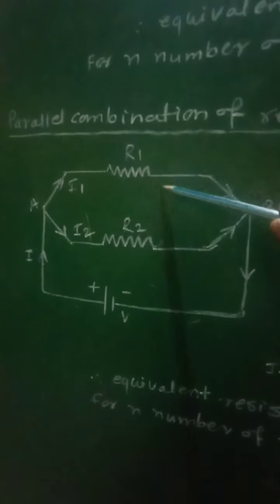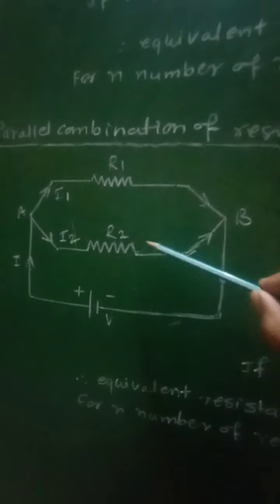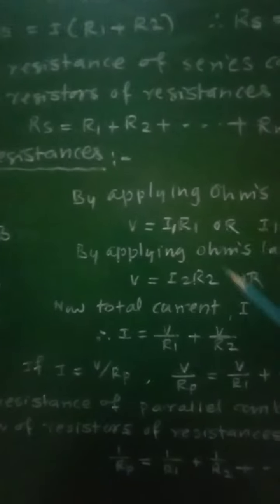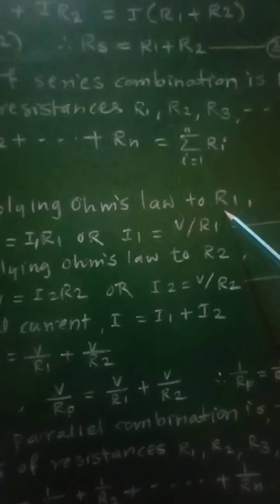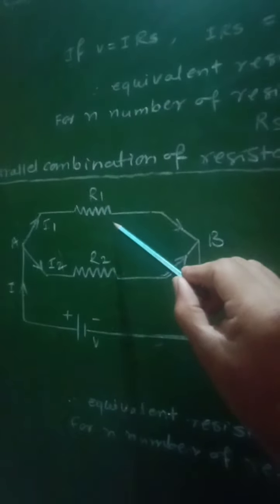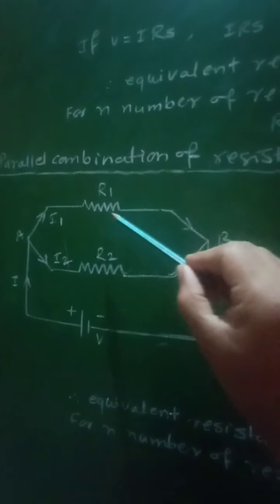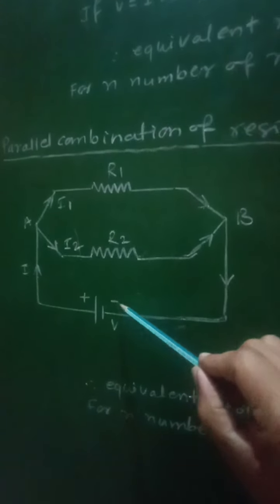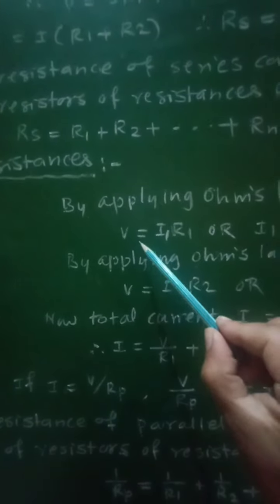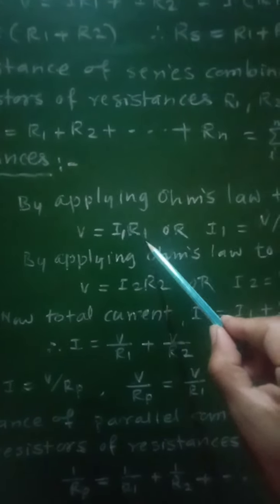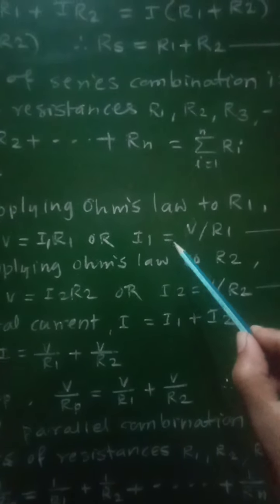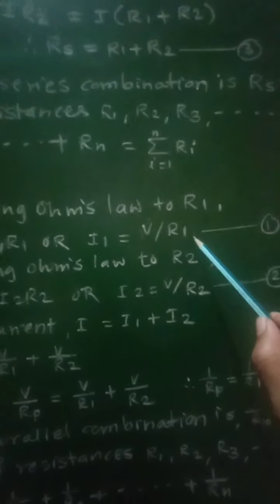Again we can apply Ohm's law to this parallel combination. By applying Ohm's law to the R1 resistor, which carries current I1, the voltage across it will be the same as the supplied voltage V. Therefore we can write V equal to I1 R1, or I1 will be equal to V by R1, equation number 1.